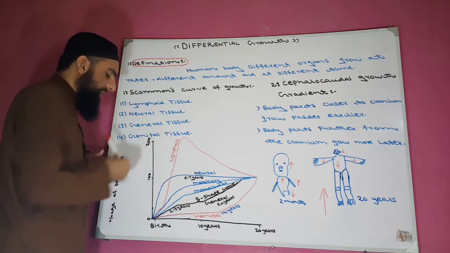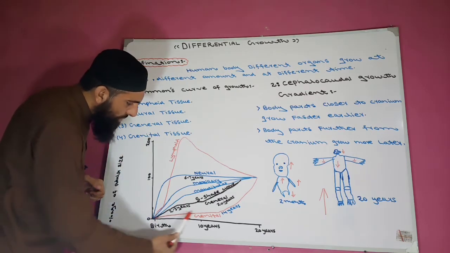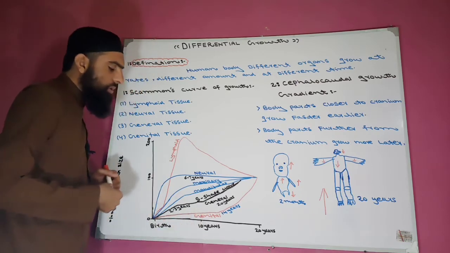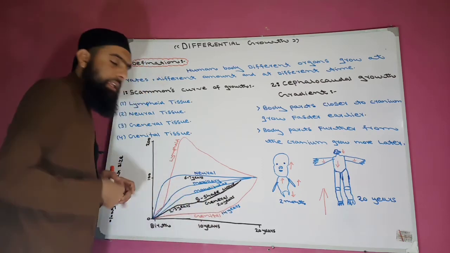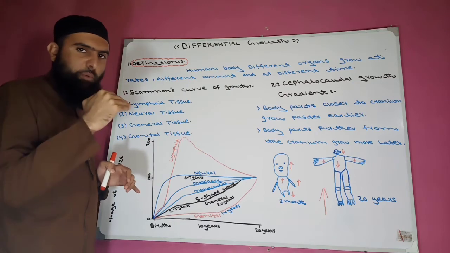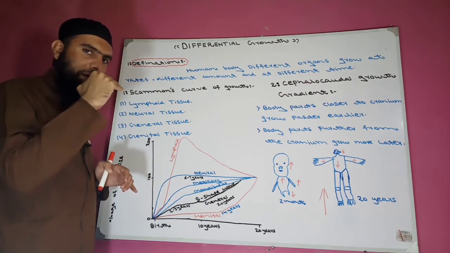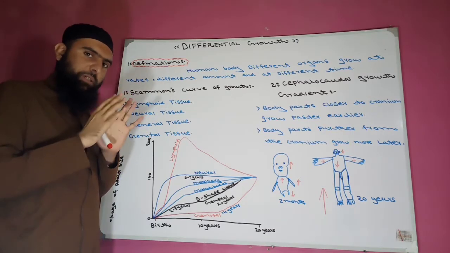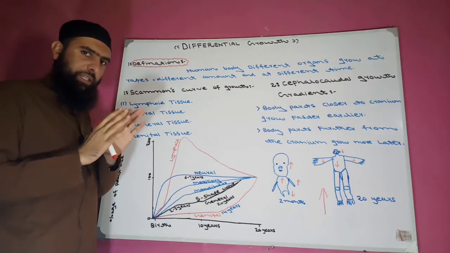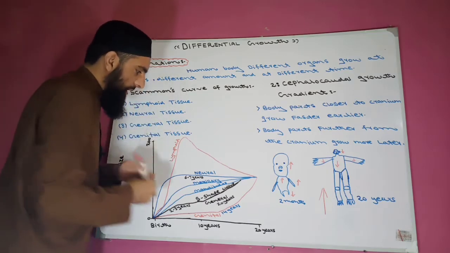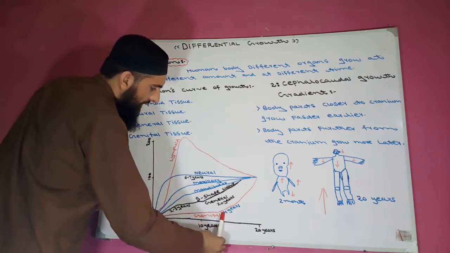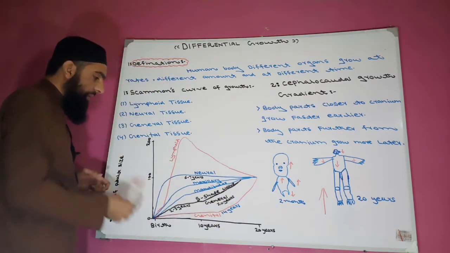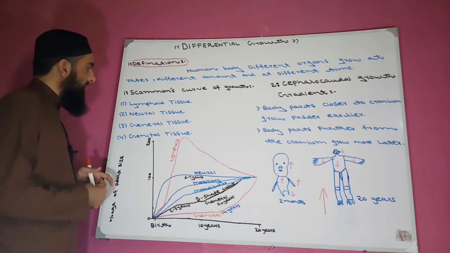The fourth is genital tissue. From birth up to 10 to 12 years there is no growth of genital tissue, but at puberty the growth of genital tissue starts, and it also ends at puberty. Meaning genital tissue growth occurs at puberty, growth starts at puberty and is also completed at puberty, here at 14 years of age. This is the Scammon curve of growth.